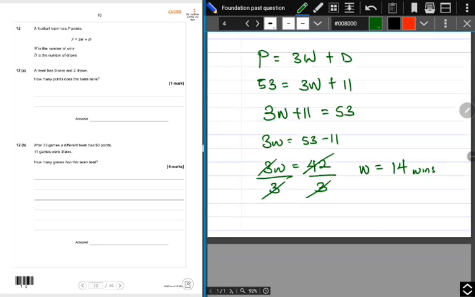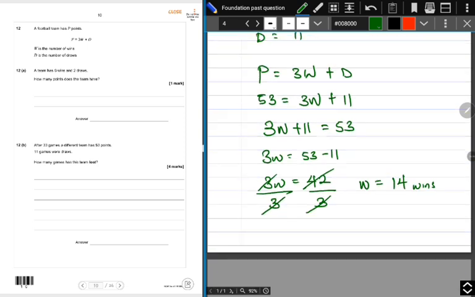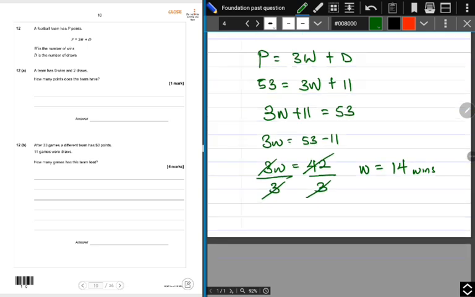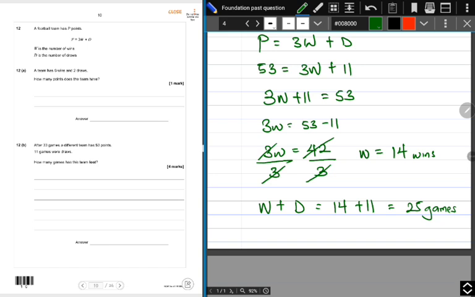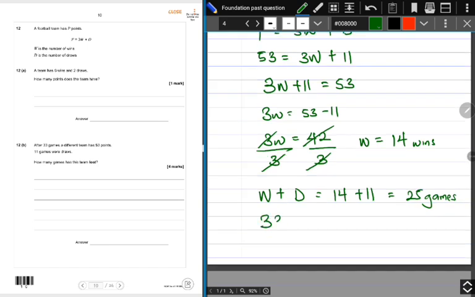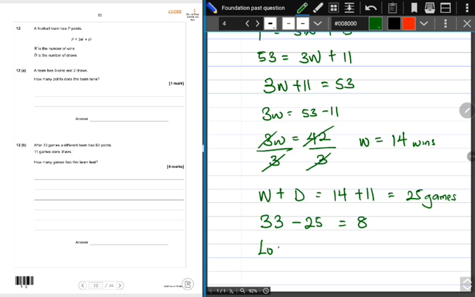So since we have 14 wins, now we have to look for the number of lost games. So for the total number of games played to get that 53 points, let's calculate that. We have wins plus draws equals what? 14 plus 11 equals 25 games recorded here. Now, I said after 33 games, so the total matches played is 33 minus 25, which is going to give us 8. So the total number of games lost is 8 games.